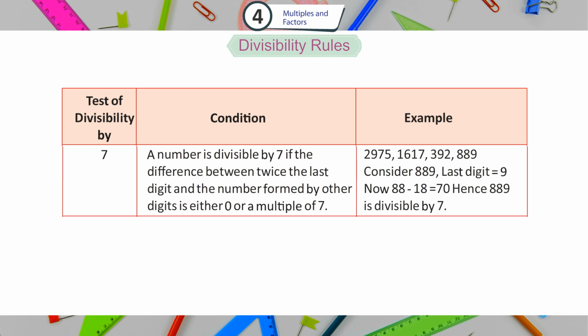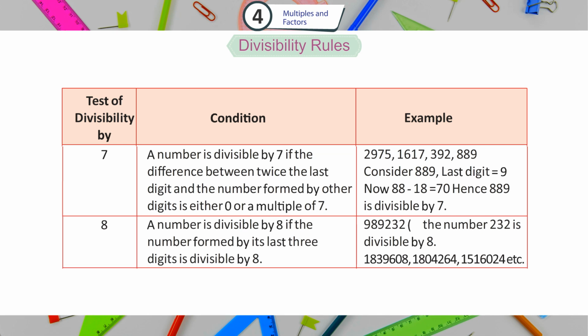formed by the other digits is either 0 or a multiple of 7. 2,975, 1,617, 392, 889. Consider 889, the last digit is equal to 9. Now 88 minus 18 is equal to 70. Hence, 889 is divisible by 7.